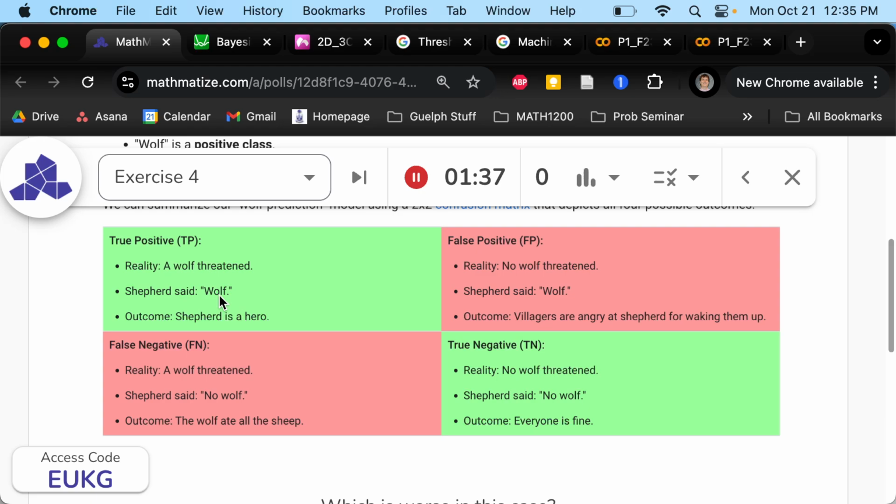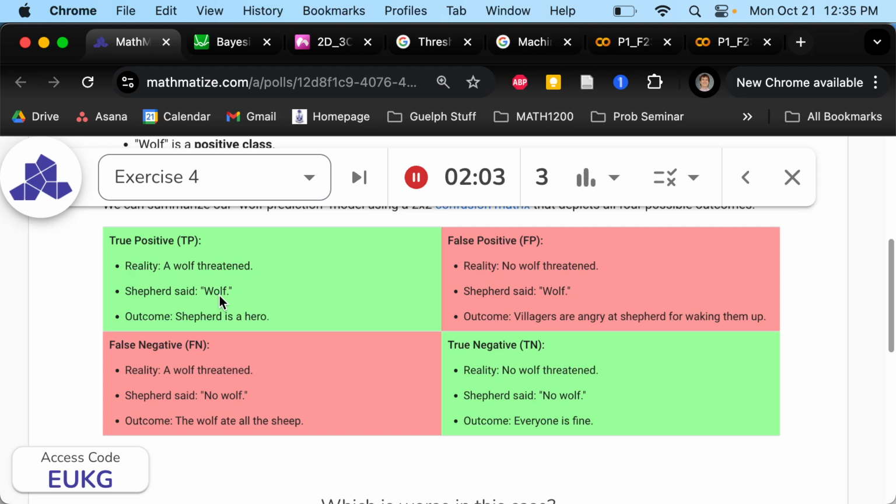But now what I want to point out is there's a big difference between a false negative and a false positive. In this situation, they are very different. A false negative means we got it wrong, and we said it was negative. So there really was a wolf, but we were like, it's just a black sheep or something. Then the wolf comes and eats all our sheep.